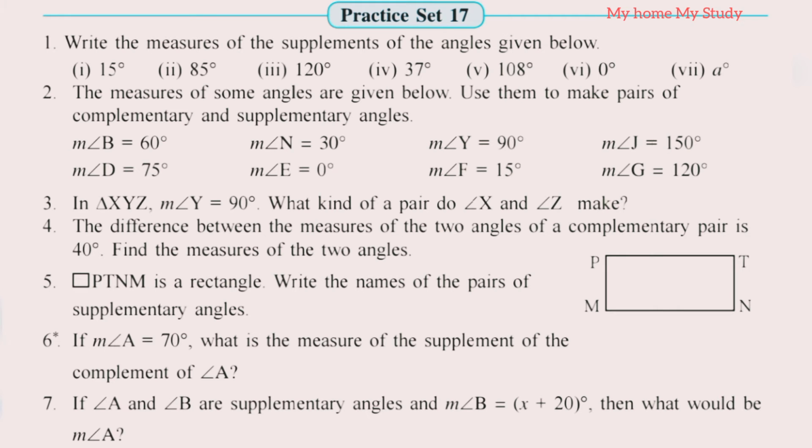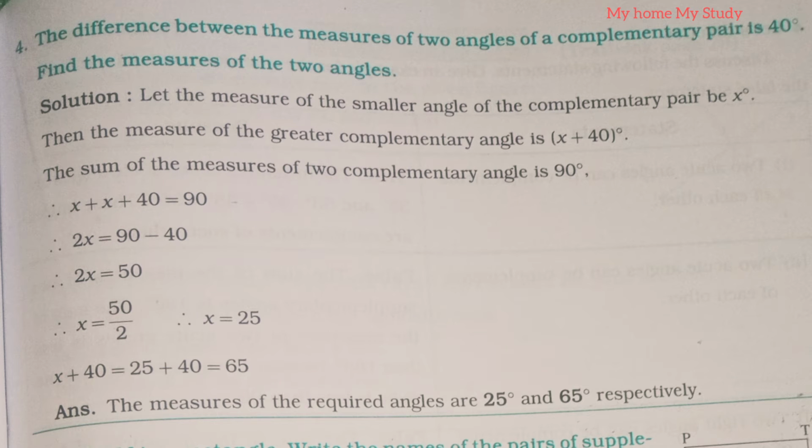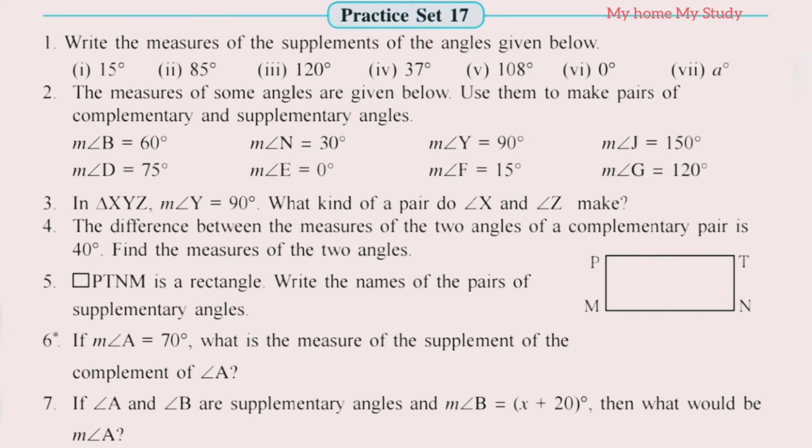Fourth one, the difference between the measures of the two angles of a complementary pair is 40 degree. Find the measures of the two angles. Question 5, PTNM is a rectangle. Write the names of the pairs of supplementary angles.